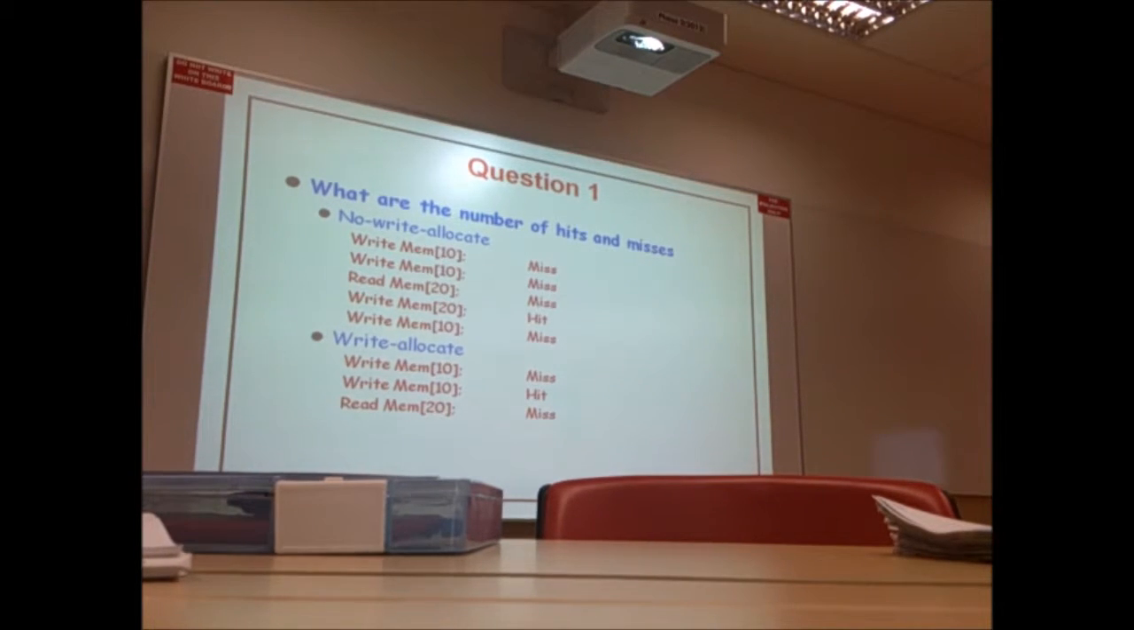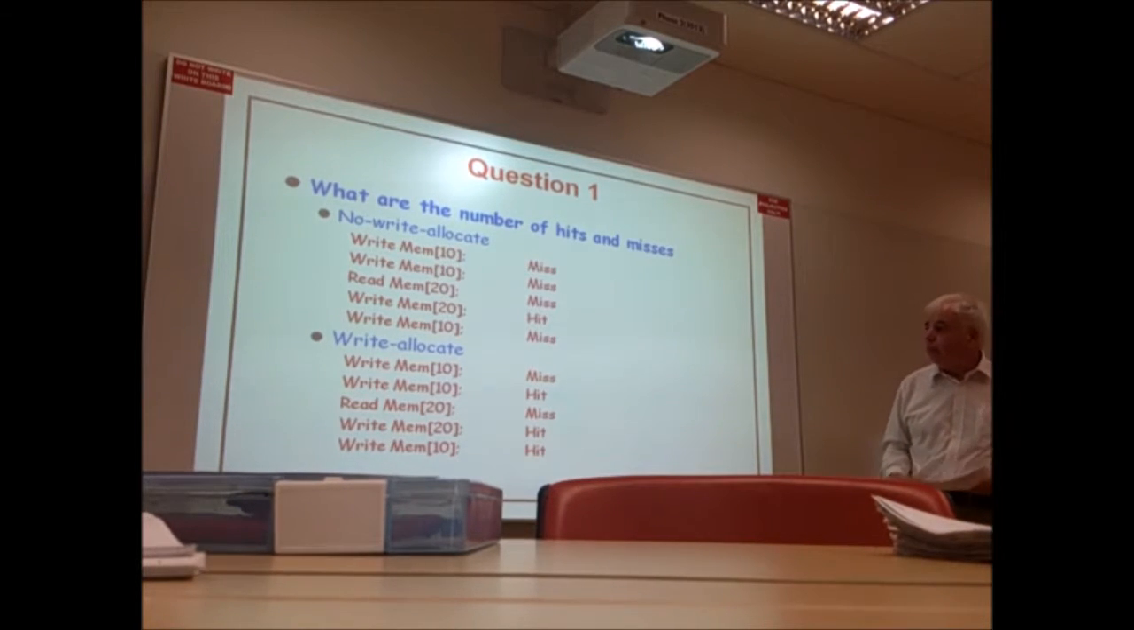The read from 20 will be a miss as before, because we haven't allocated 20 yet. The write to 20 will be a hit as before. What about the last write to 10? That now will be a hit. Okay? So in the first case we have 1 hit and 4 misses. In the second case we have 3 hits and 2 misses.